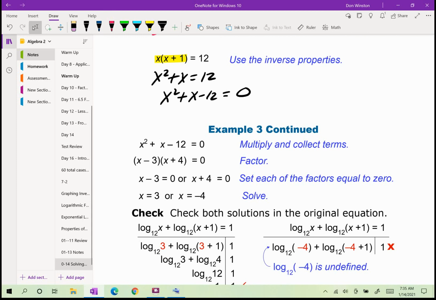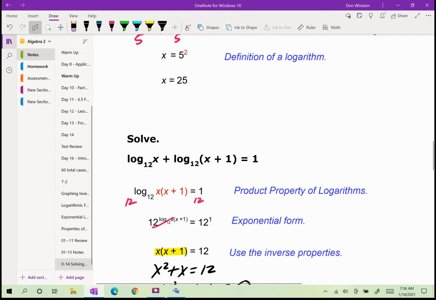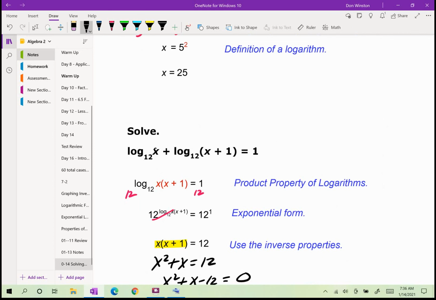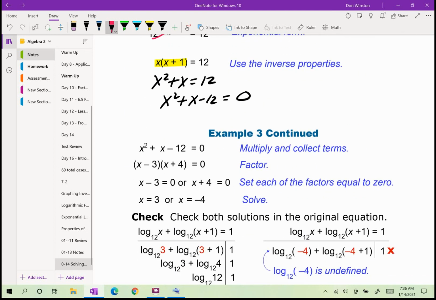Okay, so because of this, I should verify my solution. I want you to notice I have 3 and negative 4 as possible answers. However, if I go back up to the original equation, there, I want you to notice I have log base 12 of x. Now the domain of a log function always has to be x is greater than 0, which means I can't use negative 4.